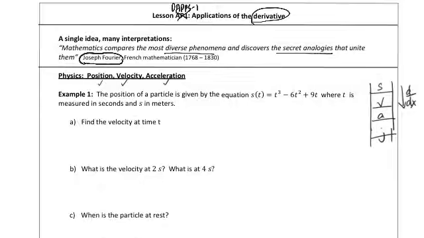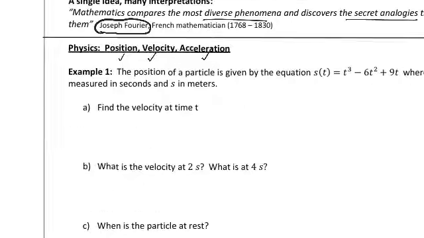So if the position of a particle in example 1 is given by the equation f of t is equal to t cubed minus 6t squared plus 9t, where t is measured in seconds and s in meters, and we're asked to find the velocity. With the derivative, we now have a powerful tool because we can now write an equation that gives us the velocity at any time, and that equation would be v of t, which you know is simply the derivative of s. So v of t is 3t squared minus 12t plus 9.